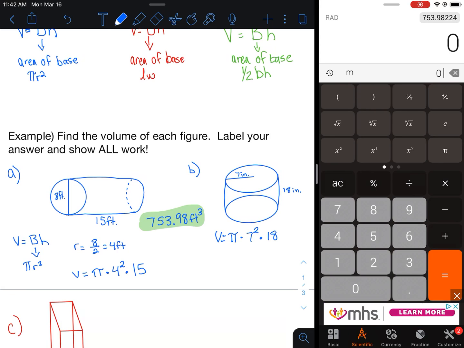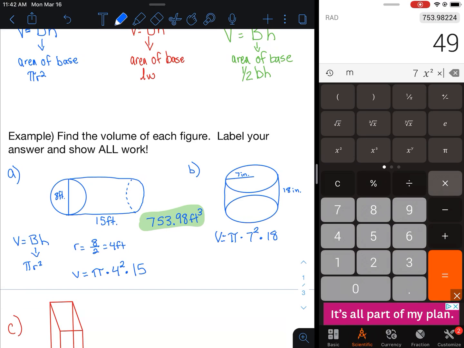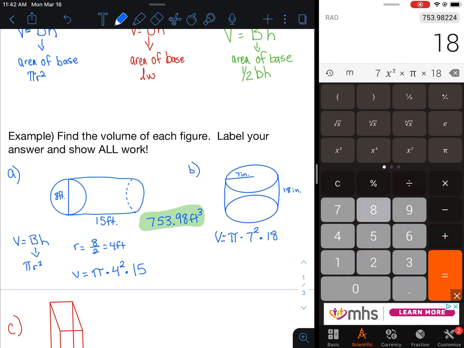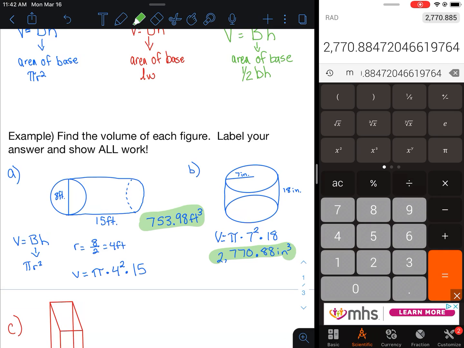All right, so what you should have done is 7 squared, which is 49, then multiply by pi, multiply by 18, and we end up getting 2,770.88. And again, that 4 tells us to leave our volume and our 8s as 8s, and we do not have to round up.